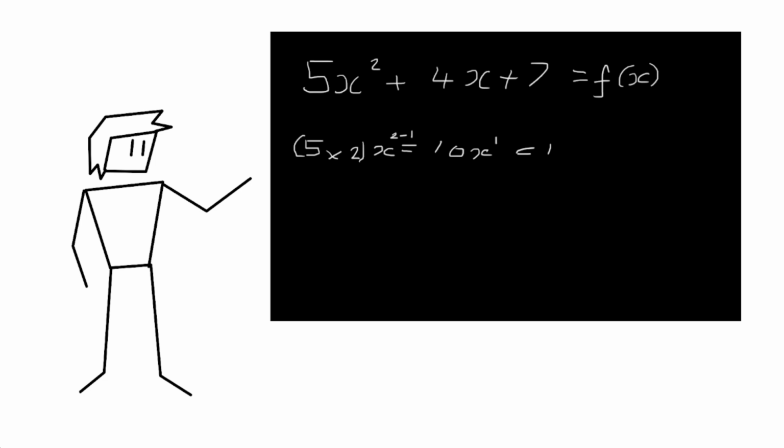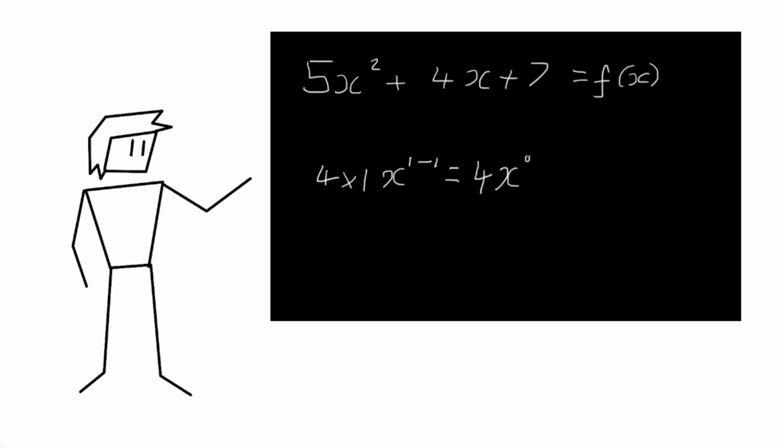For the second term, we do the same. Timesing by the power gives us 4, as 4 times 1, which is the power of x in this case, is just 4. Then, taking 1 from the power leaves us with x to the power of 0. Since we know any number to the power of 0 is 1, we can say that x to the power of 0 is 1, since no matter what number we put in as our x value, we'll get 1. So, for this term, we have 4 times 1, which is just 4.